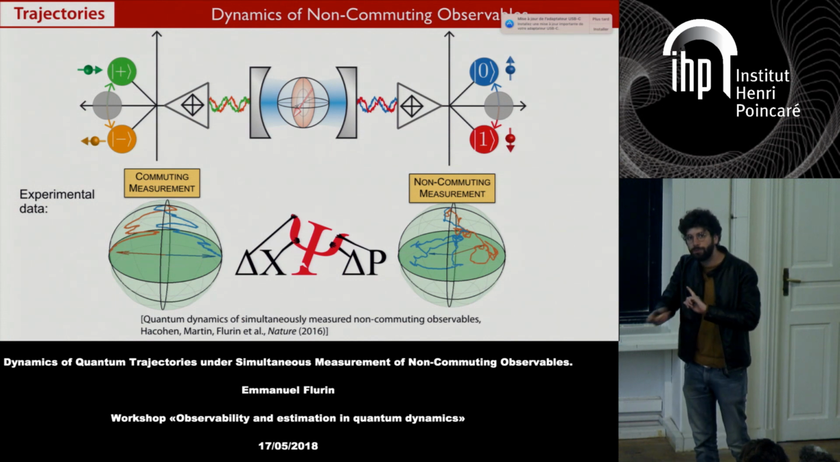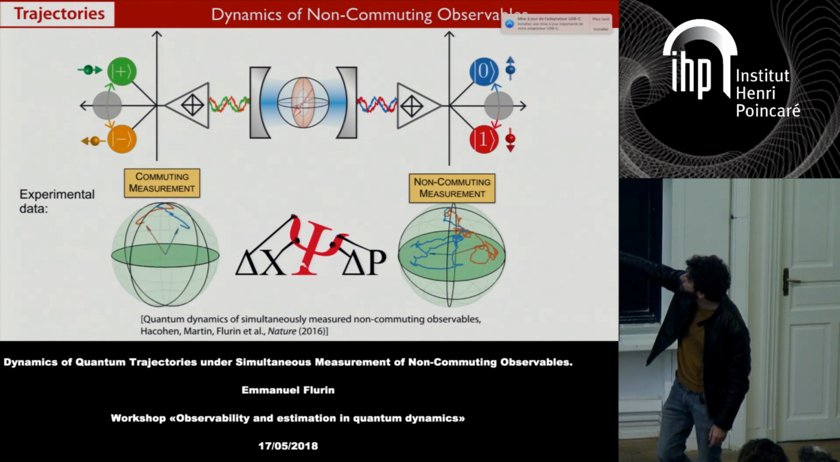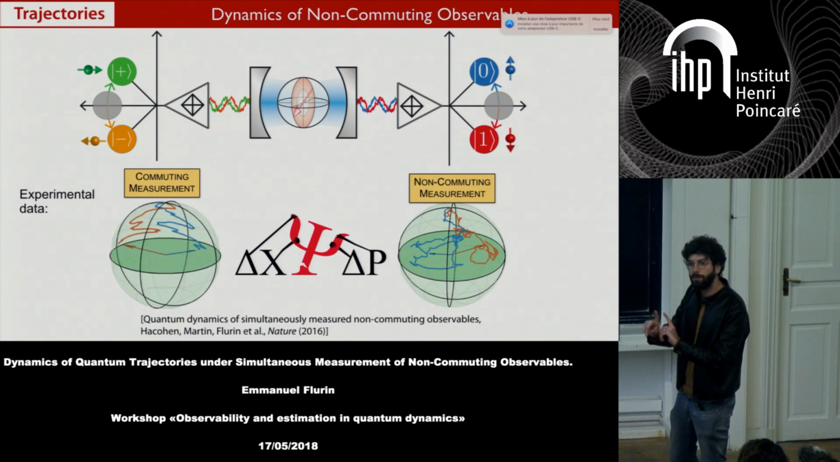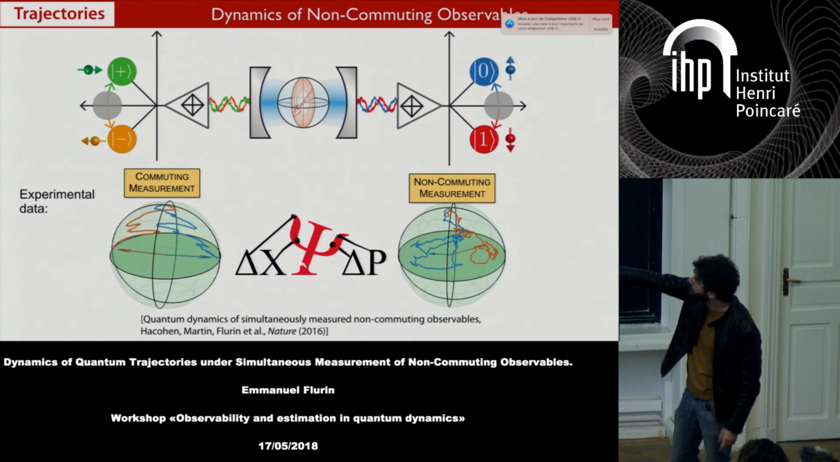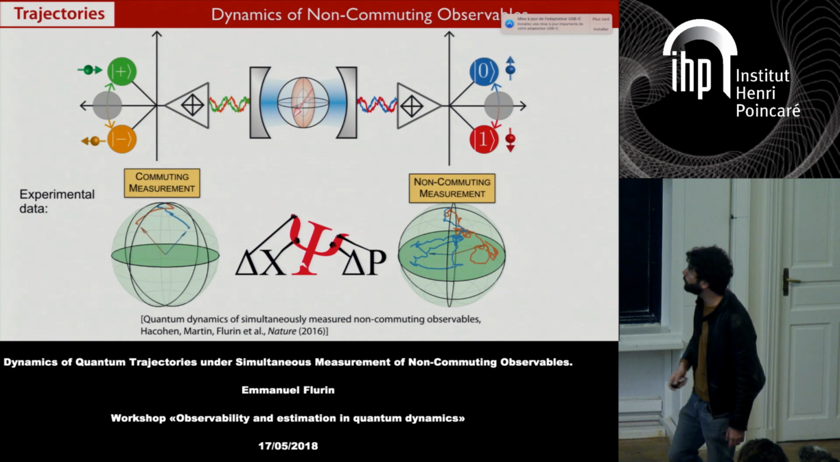And so you can actually tune the axis of those measurements at will. In the first case, the two measurements are commuting observables, and so what you see is very similar to a projective measurement. You have first a trajectory, and then the two instances here are collapsing on the two different poles.